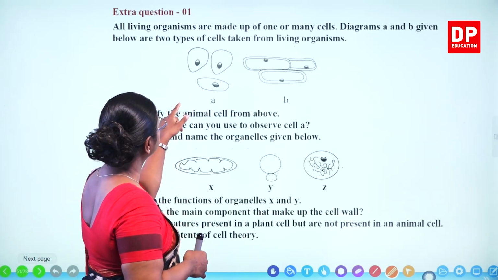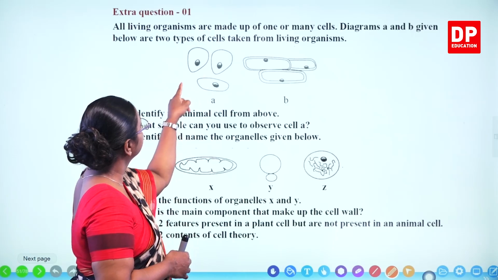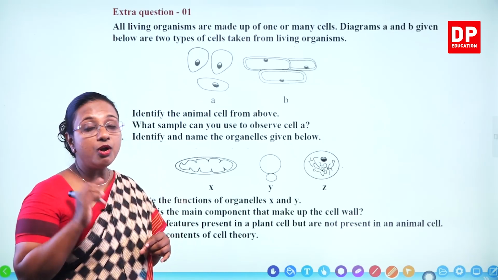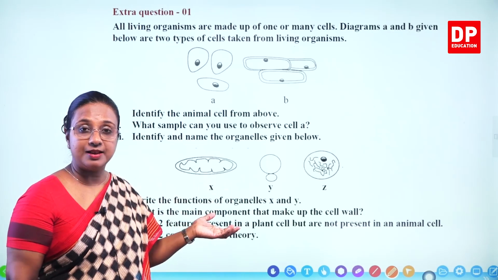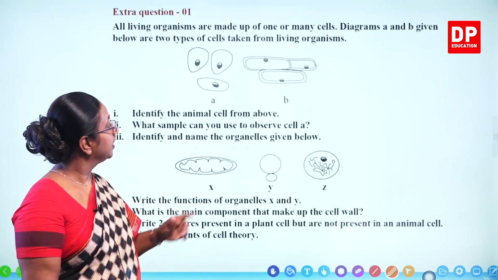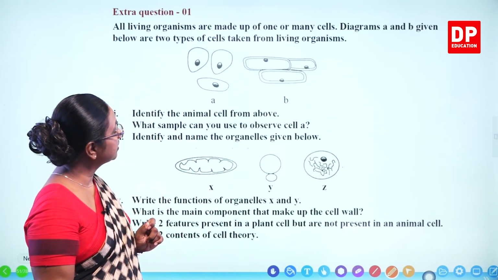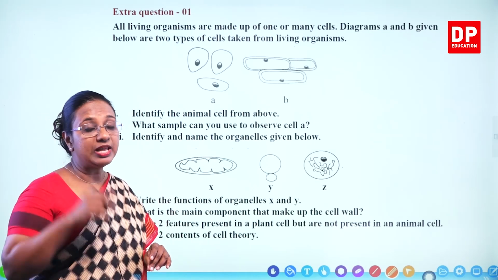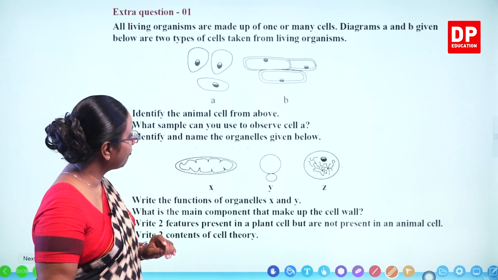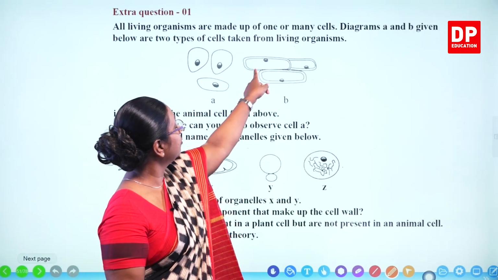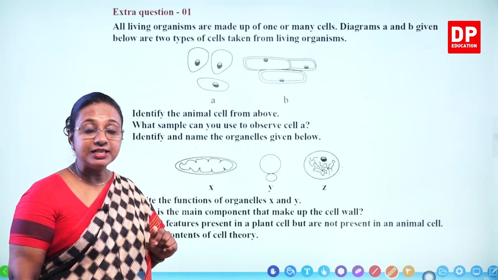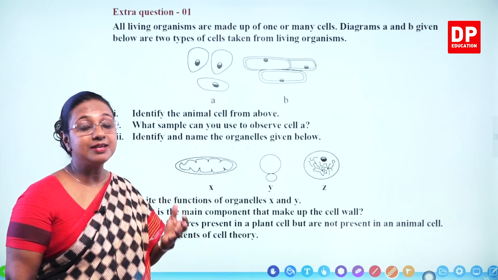And here you can see there is only one boundary around the cell and there is a nucleus almost towards the center of the cell. Then you know these are animal cells. If you look at the cell that is present as B, there are two layers as the boundary. So that means that is the cell wall, and you can see the nucleus towards the periphery of the cell. So you can confirm that they are plant cells.